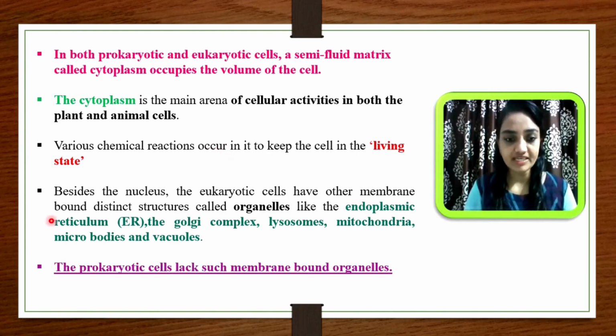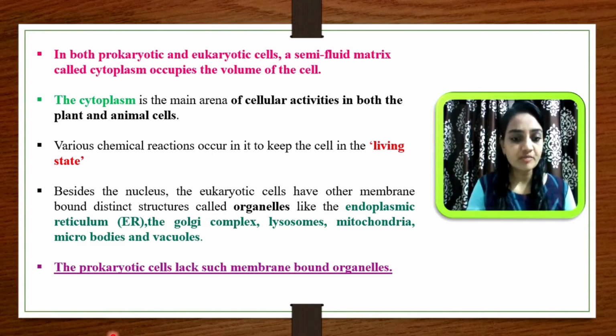Besides the nucleus, the eukaryotic cells have other membrane-bound structures. Along with the nucleus, they have other organelles like the endoplasmic reticulum, also called ER, the Golgi apparatus, lysosomes, mitochondria, microtubules, and vacuoles. These structures are found in eukaryotic cells only.